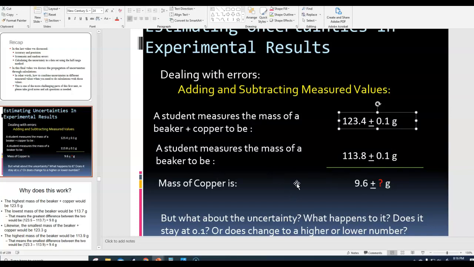Now we know how to get the mass of the copper, that is, just subtract these two values, but the question is what happens to the uncertainty? If we subtract these two values, we get 9.6, but that would be plus or minus what? Think about that for a second. What do you think would happen to the uncertainty? Do you think it would stay at plus or minus 0.1? Do you think that the uncertainty would increase to a higher number, or maybe decrease to a lower number? What do you think about that?